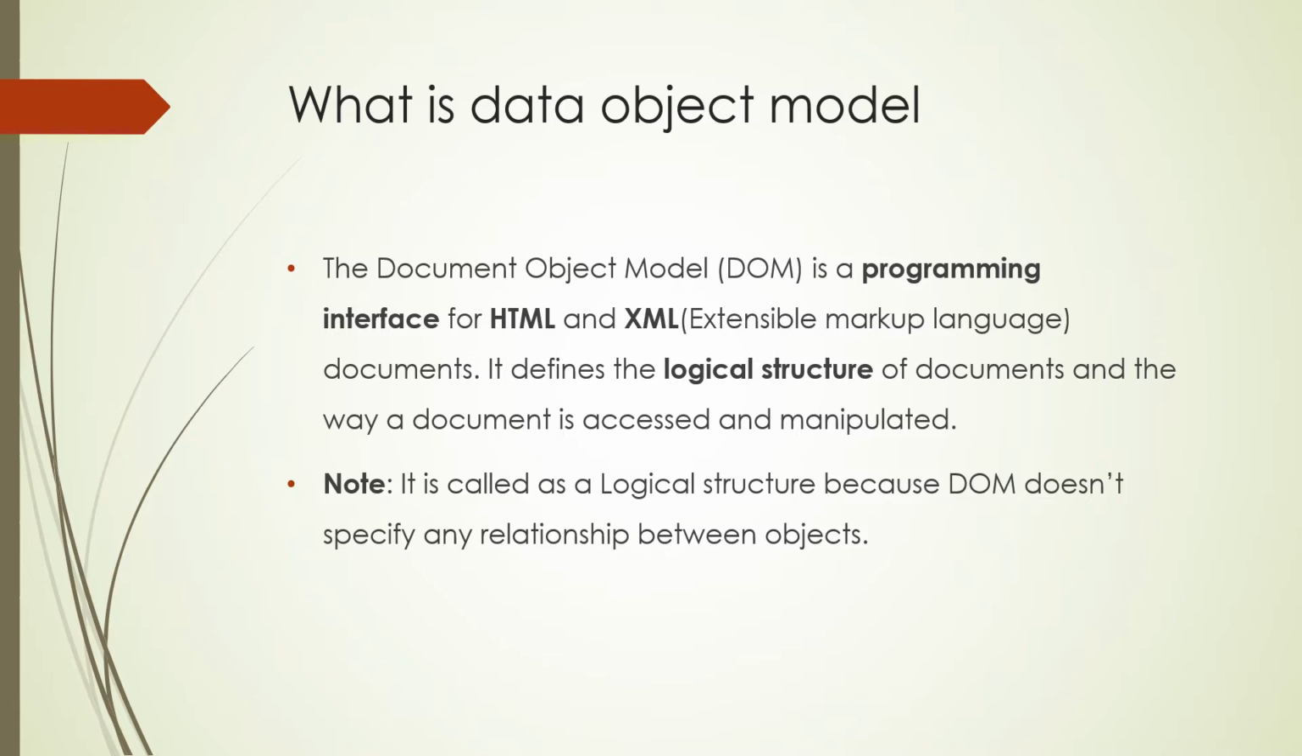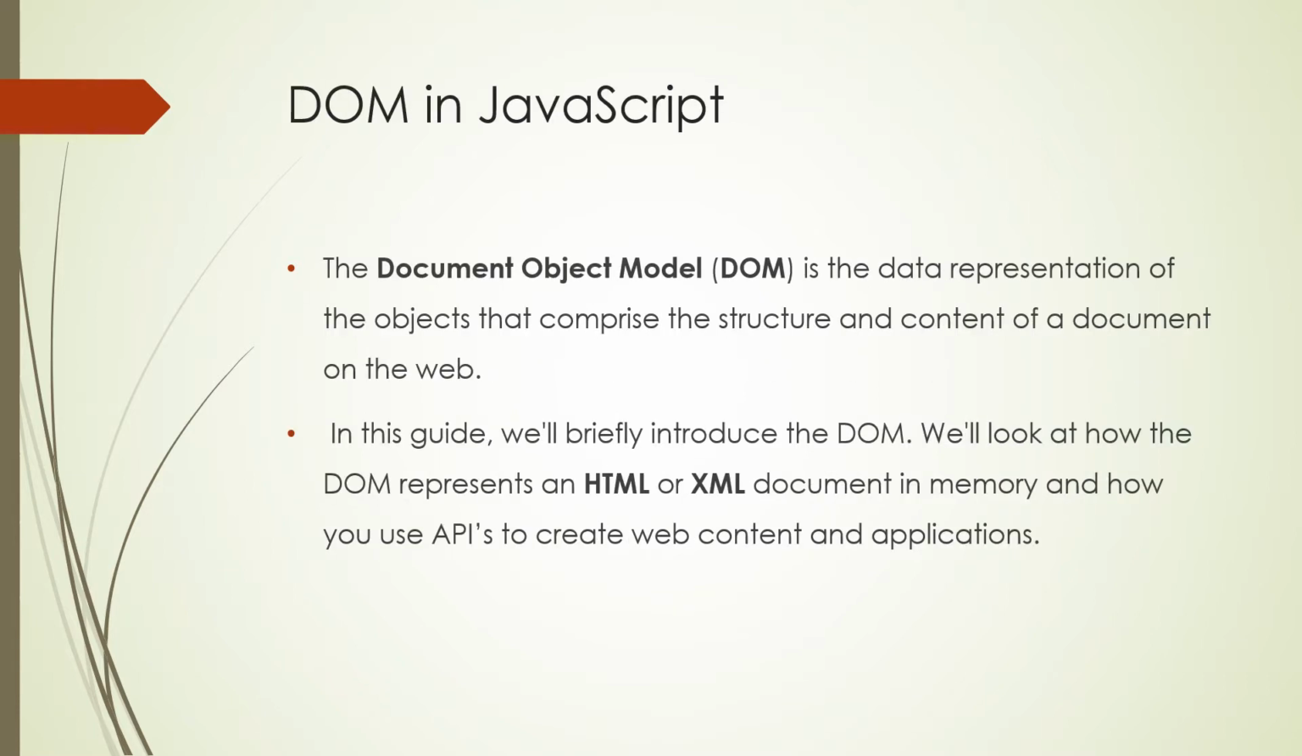What is the document object model? The document object model, DOM, is a programming interface for HTML and XML (extensible markup language) documents. It defines the logical structure of documents and the way a document is accessed and manipulated. Very important note: it is called a logical structure because the document object model does not specify any relationship between objects.